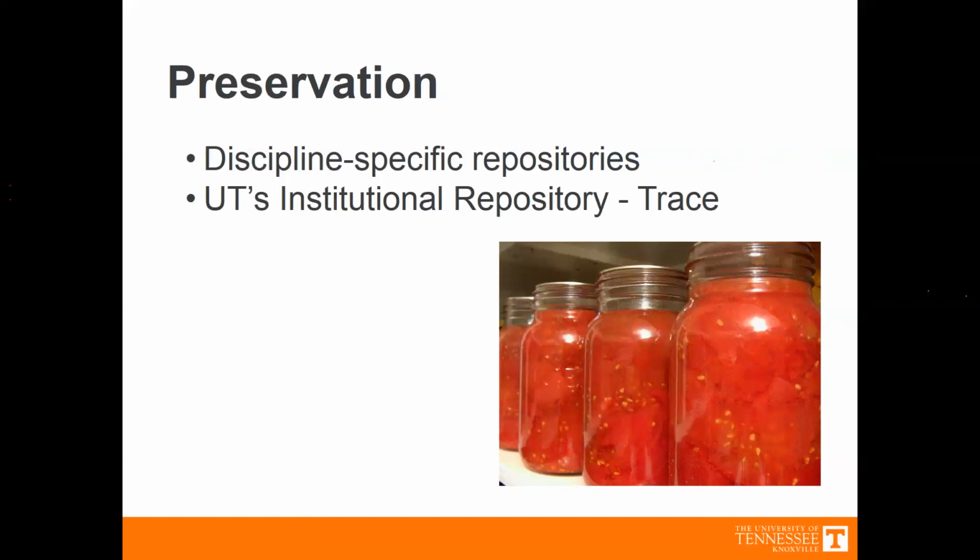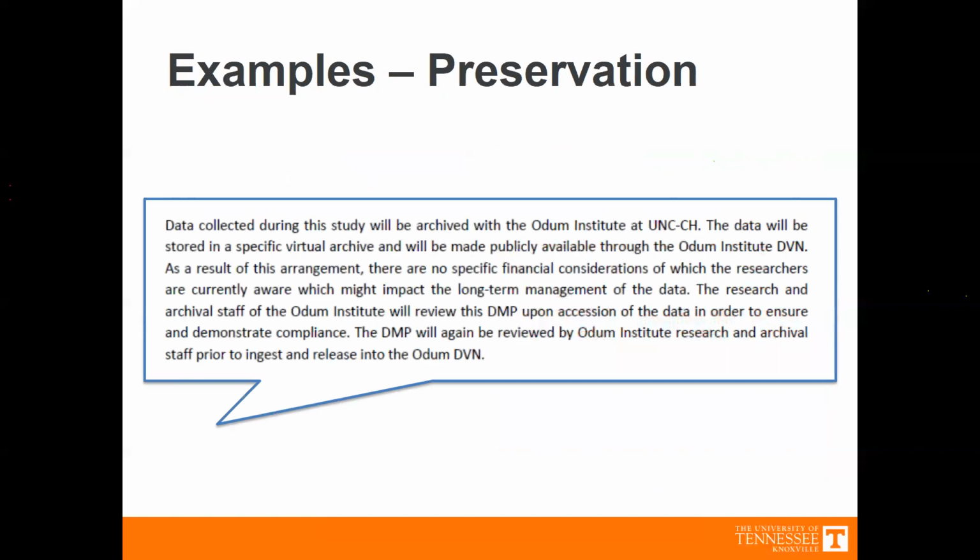Okay. At this point, here's an example, I'm sorry, I forgot I had this example of preservation. This talks about how data will be preserved. This particular DMP was about a social science related project, and they said that they would archive the data at the Odum Institute at UNC Chapel Hill. The Odum Institute is a social science data archive, and so they just said that's where they're planning to preserve the data, and so that would satisfy the preservation component of that DMP.